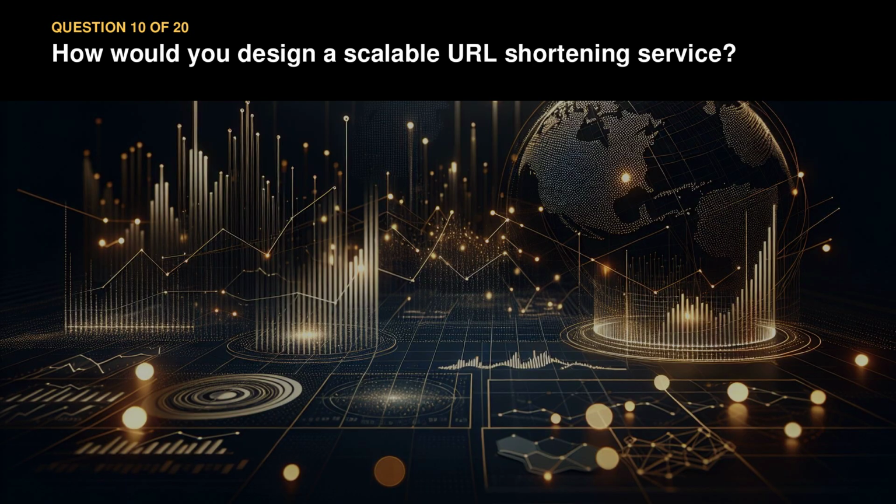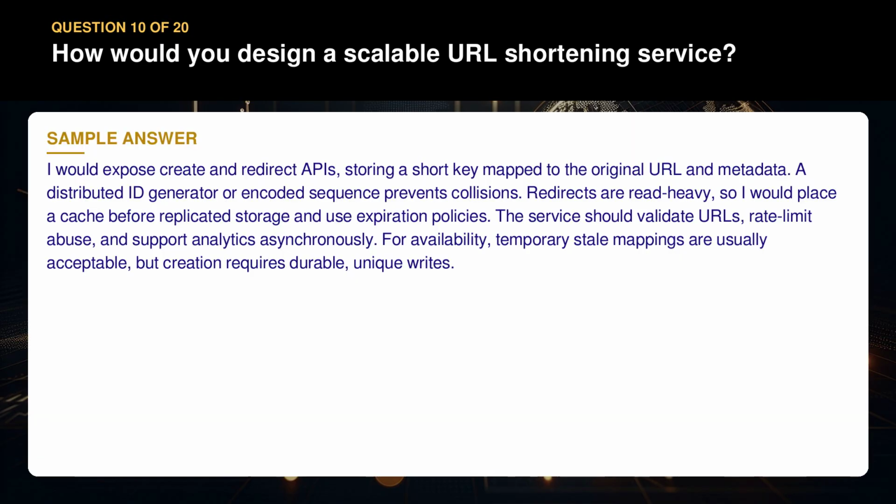Question 10. How would you design a scalable URL shortening service? I would expose create and redirect APIs, storing a short key mapped to the original URL and metadata. A distributed ID generator or encoded sequence prevents collisions. Redirects are read-heavy, so I would place a cache before replicated storage and use expiration policies.